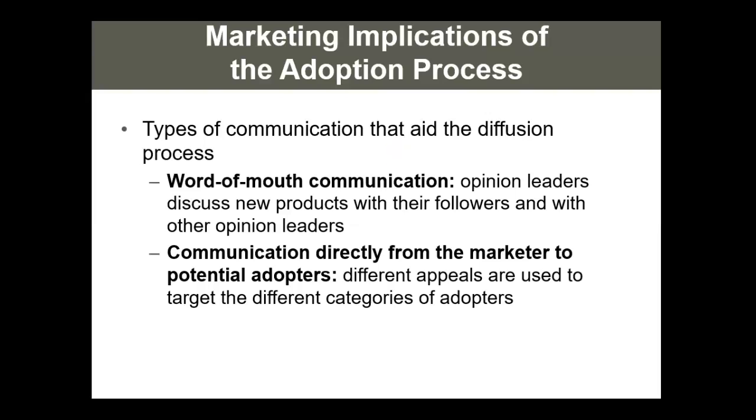So the types of communications that aid the diffusion process, or how well the product gets through the market: the first one is word of mouth communication. Opinion leaders discuss new products with their followers and with other opinion leaders. We all know how opinion leaders work. You get somebody who other people follow. Think about how we had the dress code protest. We had some opinion leaders there that got a good deal of students out protesting the dress code. People will listen to each other.